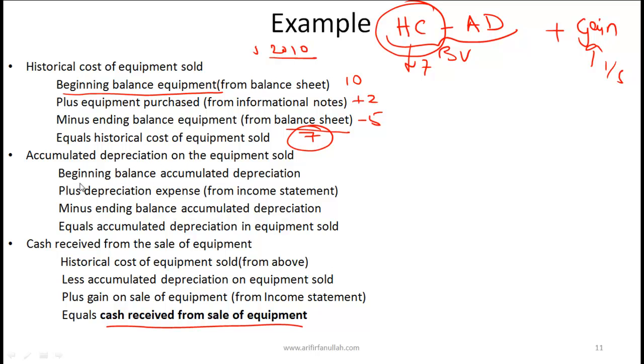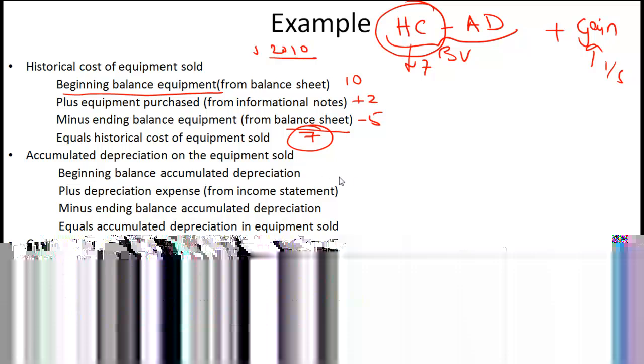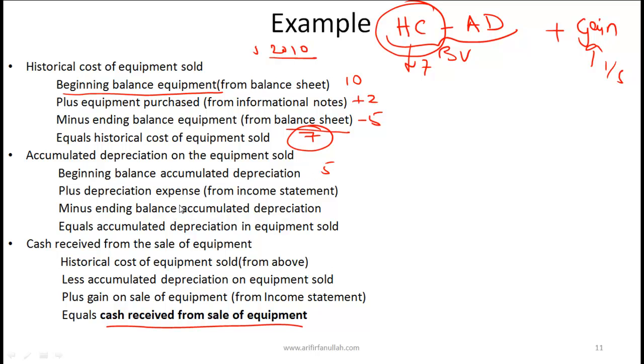So to do this, we look at the beginning balance of the accumulated depreciation. Let's say that this is 5 plus any depreciation expense. Let's say that the depreciation expense is 1 in our case, minus the ending balance of the accumulated depreciation. So let's say that the ending balance is 4. So then how do we do this? 5 plus 1 is 6, minus 4 gives us 2. So accumulated depreciation on the equipment sold is 2.